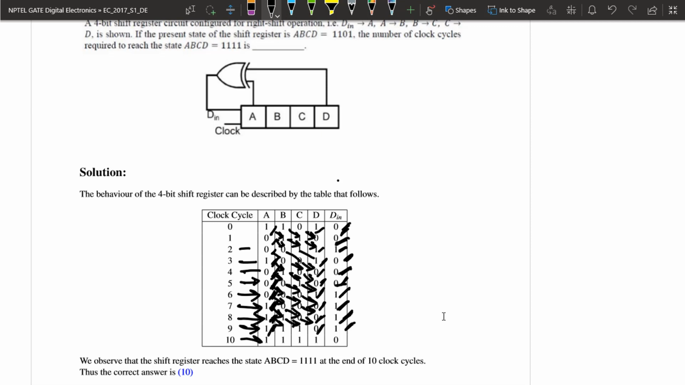In clock cycle 10, A becomes 1, B becomes 1, C becomes 1, D becomes 1, and Dn becomes 1 XOR 1, which is 0. And this is precisely our required state. ABCD is equal to 1111, and we have achieved this at the end of 10 clock cycles. Therefore the correct answer is 10.